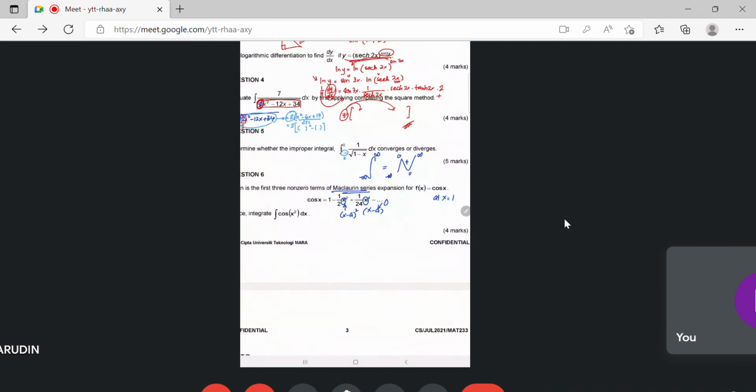So, beza dia hanya pada yang itu sajalah. So, sini x minus 0. So, sebab tu dia ada x sahaja, x squared, x power of, ini apa? Ini sebab dengan cos x. So, dia punya formula dekat sini akan maintain lah.